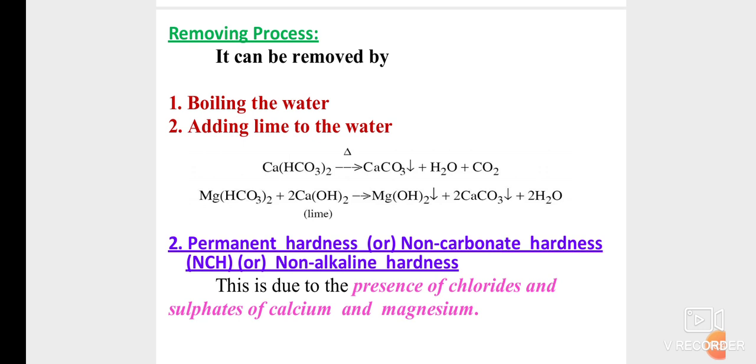For example, calcium reacts with chloride to form calcium chloride, and calcium reacts with sulfate to form calcium sulfate. In the same way, magnesium reacts with chloride to form magnesium chloride, and magnesium reacts with sulfate to form magnesium sulfate. So here I told four salts: calcium chloride, calcium sulfate, magnesium chloride, and magnesium sulfate. These four salts mainly produce the permanent hardness, or non-carbonate hardness, or non-alkaline hardness. Once again I repeat, the chloride and sulfate salts of calcium and magnesium form the permanent hardness.